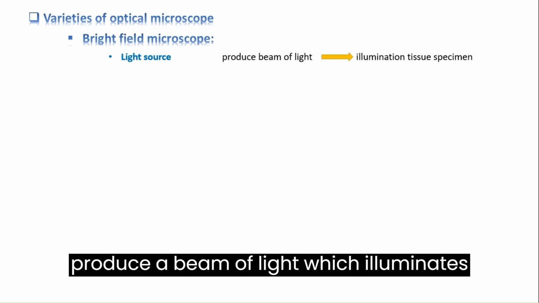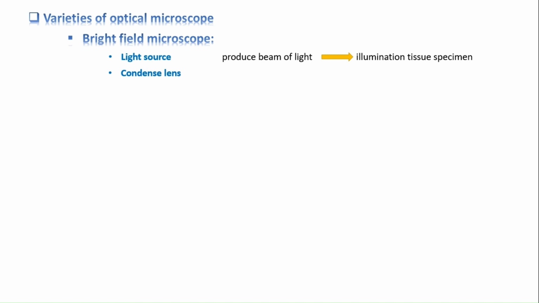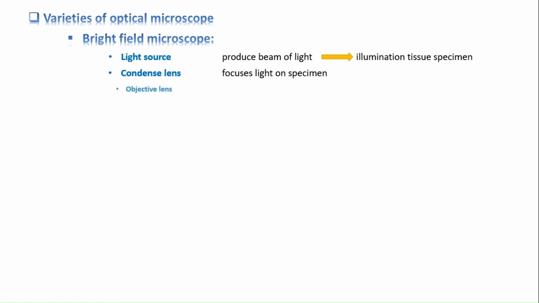Varieties of optical microscope. There are several kinds of optical microscope. Bright field microscope. Bright field microscope generally consists of 5 components: light source, condenser lens, glass slide, an objective lens and an ocular lens. Light source. The light source produces a beam of light which illuminates the tissue specimen which is under observation. Condenser lens. The condenser lens focuses the light on the specimen to be examined.